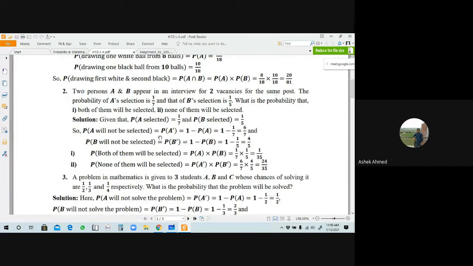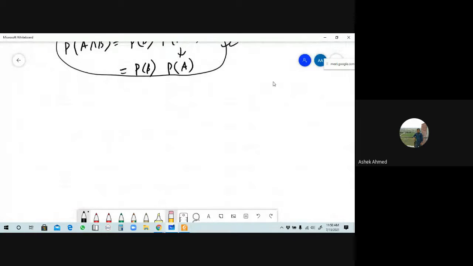Now we will discuss the next problem. These problems are very, very important. Two persons A and B appear in an interview for two vacancies for the same post. The probability of A's selection is 1/7 and B's selection is 1/5. What is the probability that both of them will be selected and none of them will be selected? What do you mean by this? It is a very, very important problem. There are two persons.